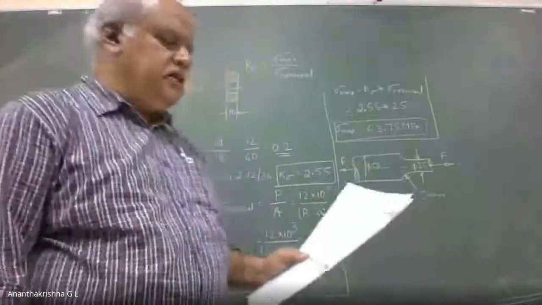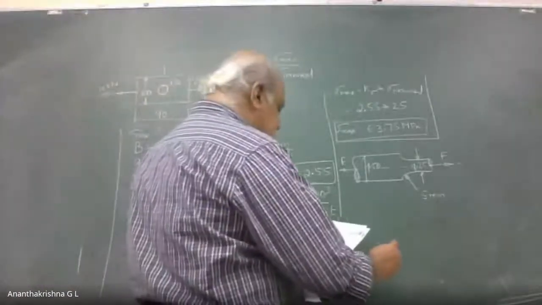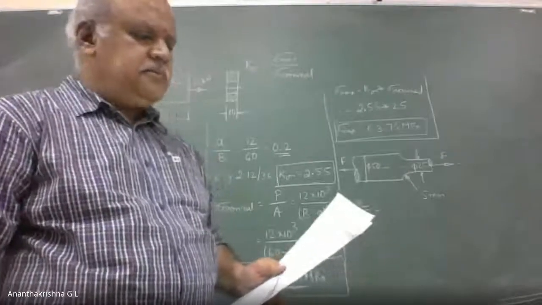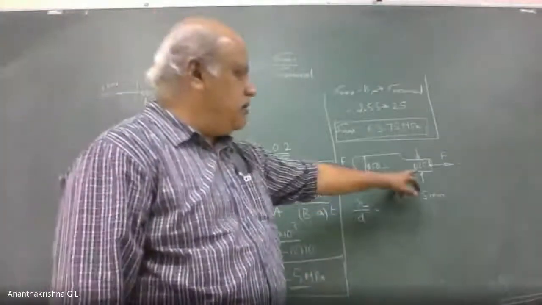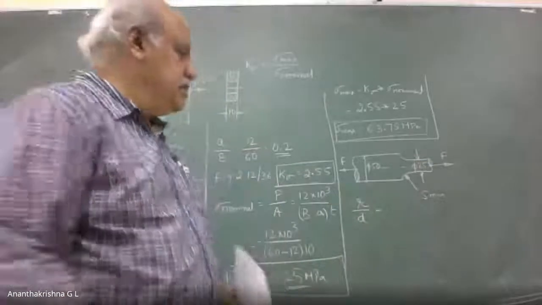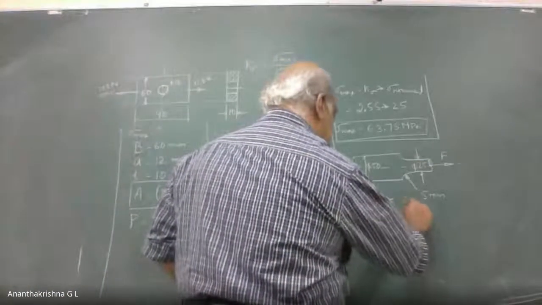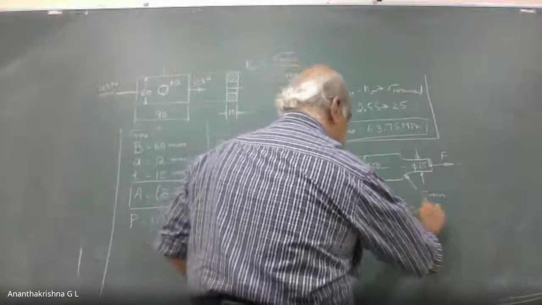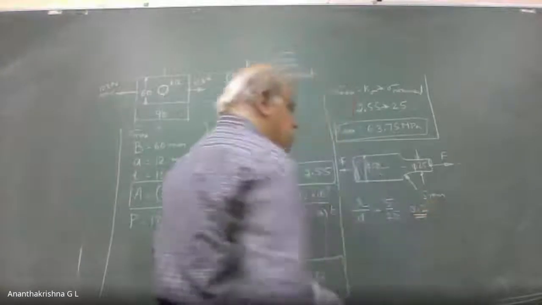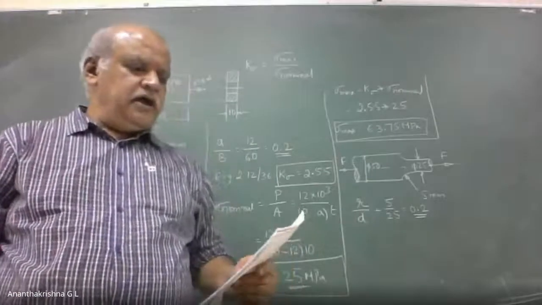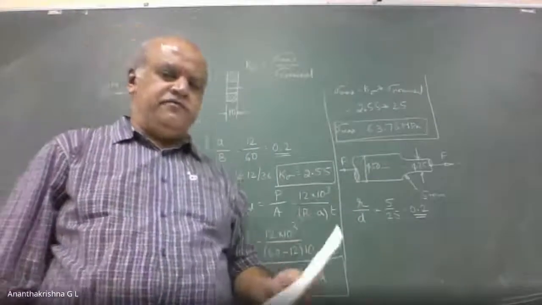Now, what is it on the x-axis? It is r by d. r is the fillet radius, small d is the smaller diameter in the stepped shaft. That is 5 divided by 25, which will give me 0.2. Next, what is on the y-axis? What we get is the stress concentration factor.